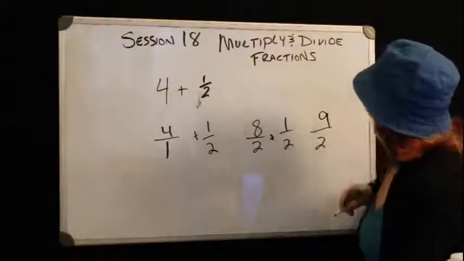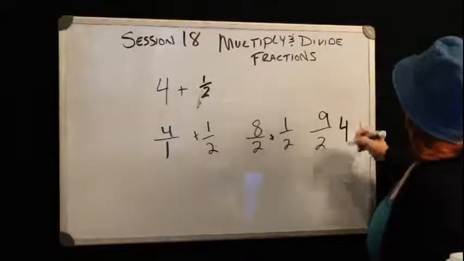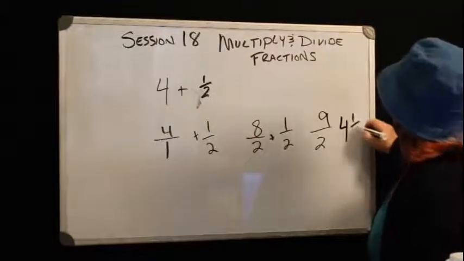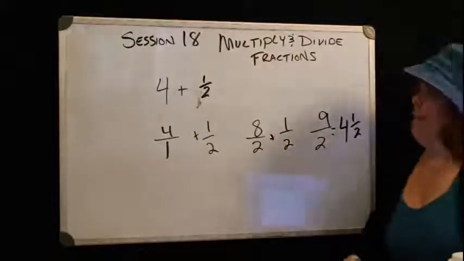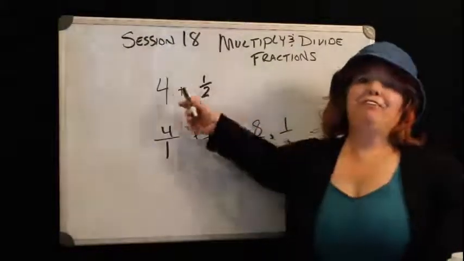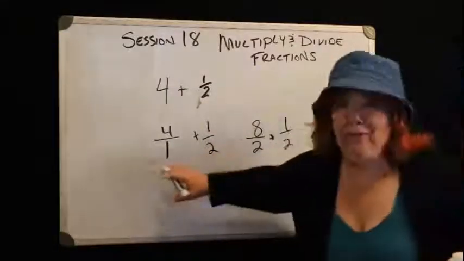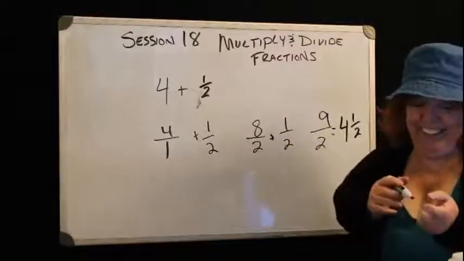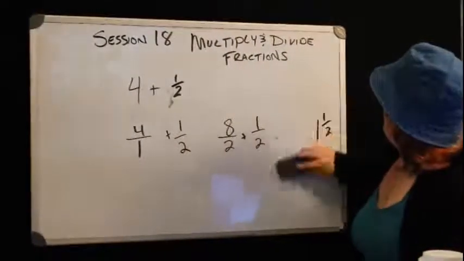2 goes into 9 how many times? 4. 4 with how much left over? 1. Equals 4.5. I know you could just say, well, just put the half with the 4. I know, but I wanted to have the joy of showing you the whole process. Okay? So I just wanted to mention that because I failed to mention it before. All right.